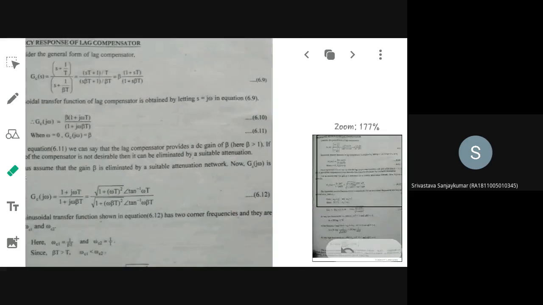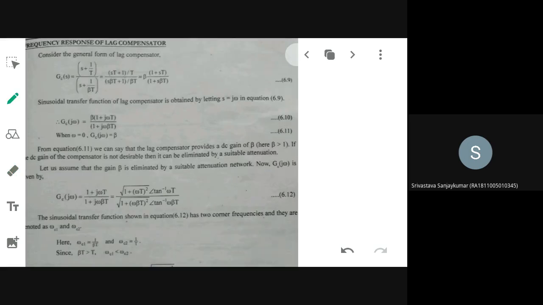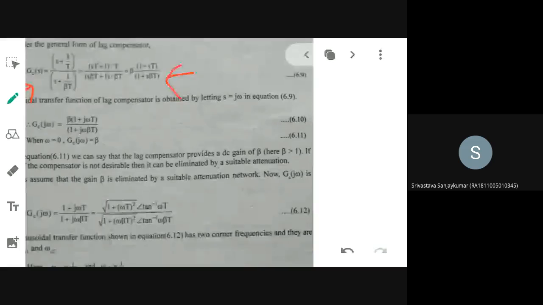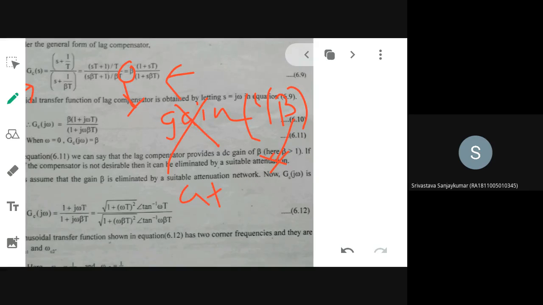Okay. So you already know this is the general transfer function representation for any lag compensator. Now I am taking LCM. So after taking LCM, this will be the equation. Now beta factor is actually a gain. Suppose I don't want that gain, I will multiply by 1 by beta, and I will cancel out that gain. So in this case, this will become attenuation. So by adding one attenuation, I will be able to cancel out the gain that I may do.